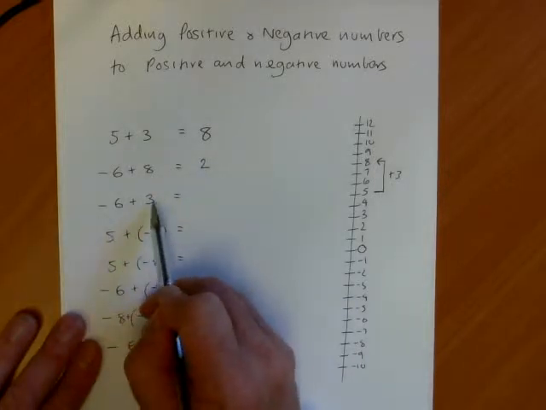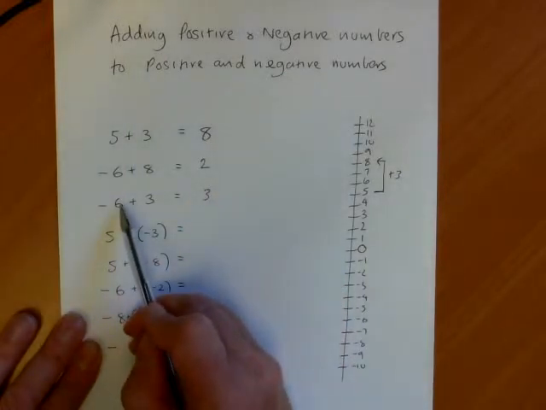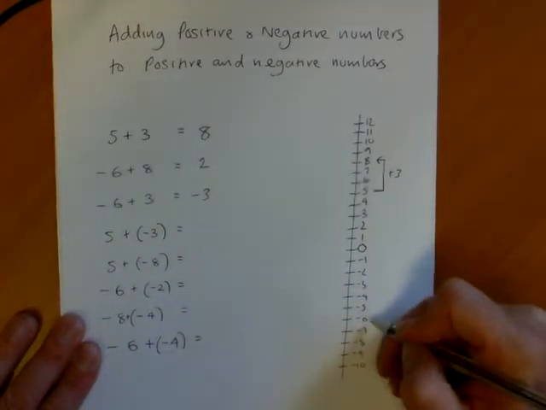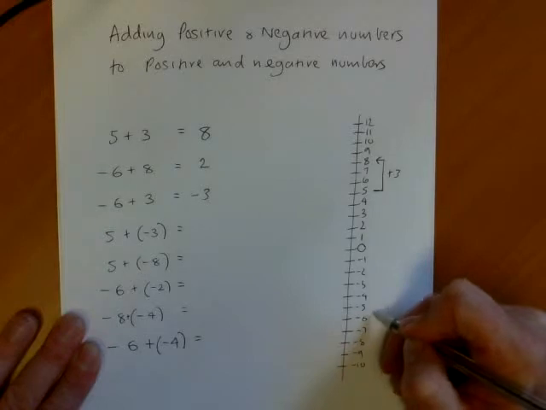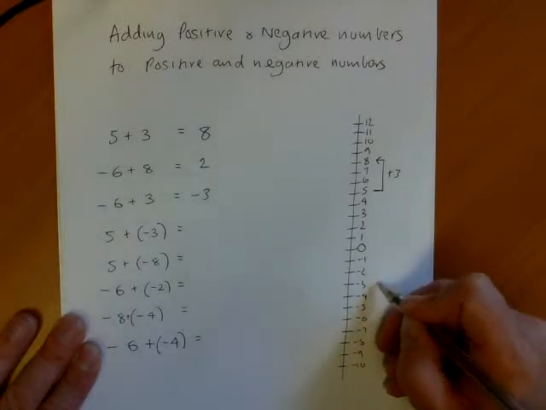So minus 6 plus 3, well, the difference between these two numbers is 3. And this time the larger of the two numbers has a negative on it, which means the answer must be negative. If you're not sure, check with the number line. Start at minus 6, go up 3, and you'll see you end up at minus 3.